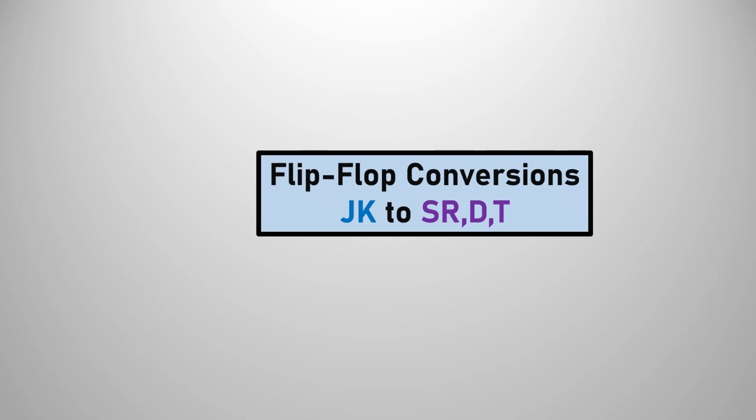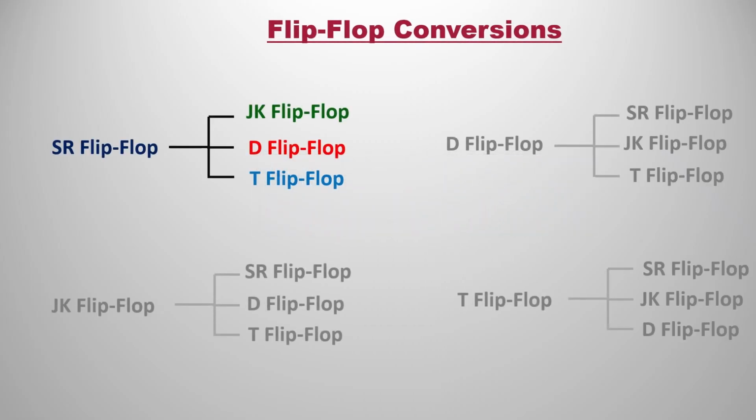So let's get started. As I mentioned in the previous video, there are a total of 12 types of conversions. From SR to the remaining 3 flip-flops we have covered in the previous video. If you missed that video, I am giving it in the description box. Please check it out. Today we are going to see JK flip-flop to SR flip-flop, JK to D flip-flop, and JK flip-flop to T flip-flop conversion. So let's see how to do that.